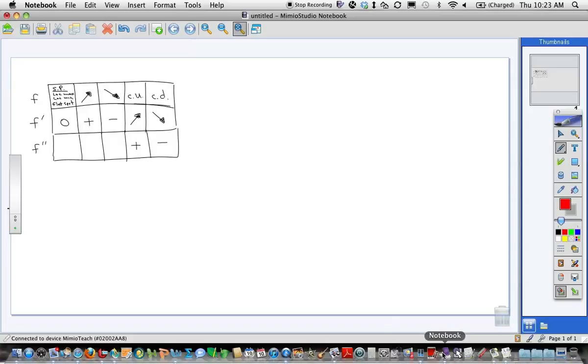Now what about these blank ones over here? Is there any significance if F prime is below the x-axis? Does that tell you anything about its slopes? Not really. The fact that it's below the x-axis doesn't tell you anything about its slopes. The fact it's above the x-axis doesn't tell you anything about slopes. And the fact that the F prime graph goes through the x-axis doesn't tell you anything about its slopes. So those are going to be empty. They're not going to have any relationship at all.